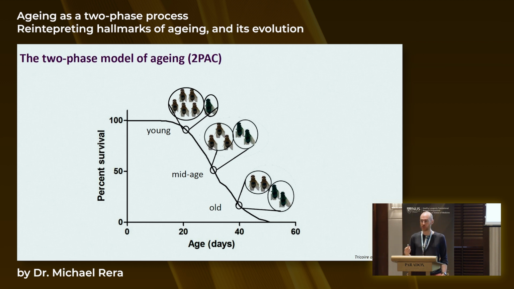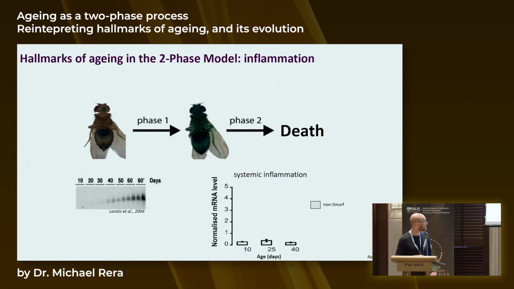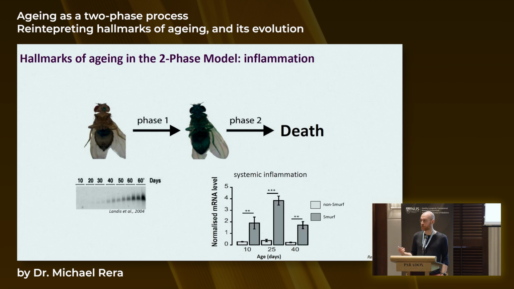So we looked at these hallmarks of aging within this framework. And if you start with looking at markers of systemic inflammation, with a few years of difference, we went from northern blot to RT-qPCR, obviously. And what you see is that as non-Smurf flies become older, you do not see any increase in the expression of these markers of inflammation in the flies. But if you look at what happens in Smurfs compared to non-Smurfs, whatever the age of individuals, then you see that you have an abrupt increase in the Smurfs compared to the age-matched non-Smurfs.